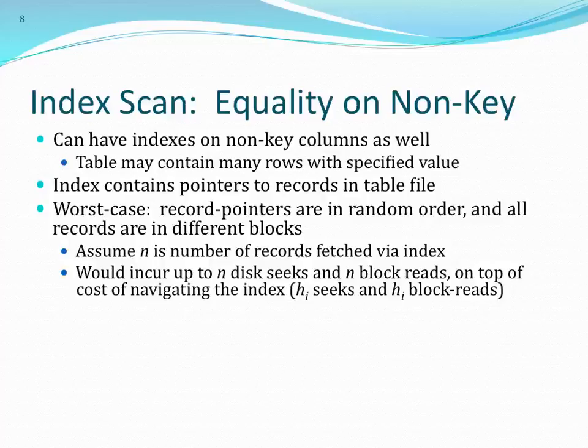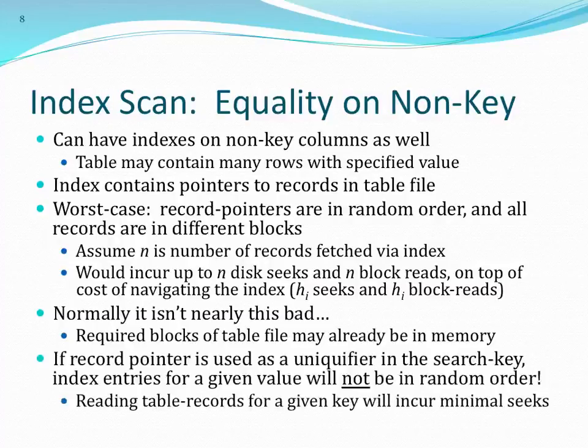Okay. The presumption is I want to find all the records with the value 42 for some column. So I get in there and I start going through the index, and each one of those records is in some random part of the table file. So I say, okay, I want to look up this one, and you hop over here. Now I want to look up the next one, and you hop over here, and so forth. So you can see that that could be really gross.